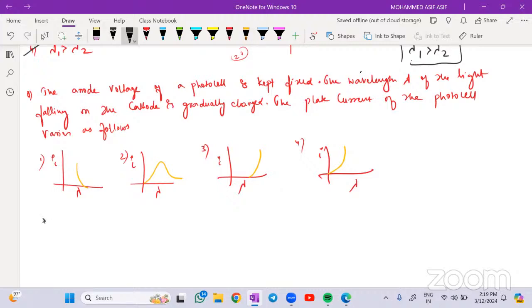In photoelectric effect, we know that on increasing wavelength, what happens to the photoelectric current? Increases? So photoelectric current also increases or decreases? Tell me. On increasing the wavelength, what happens to the photoelectric current?